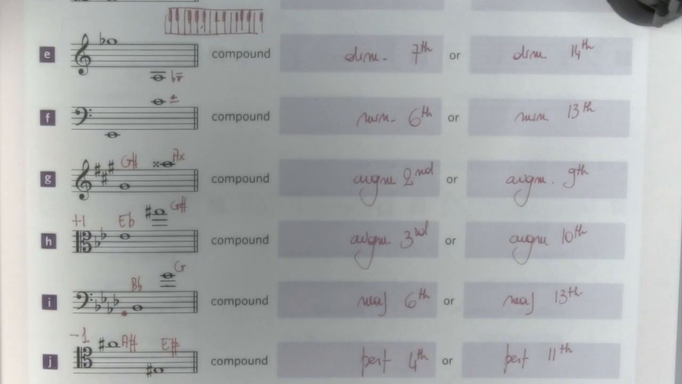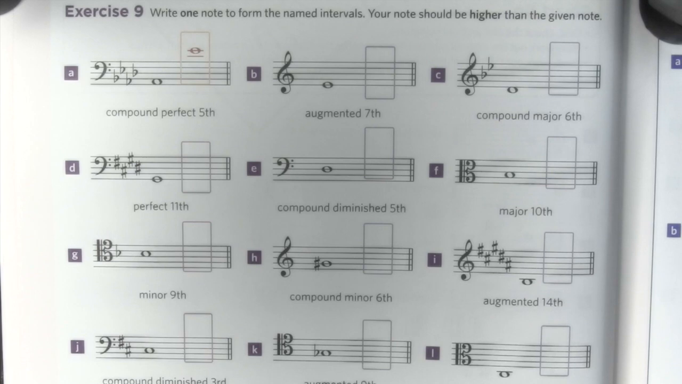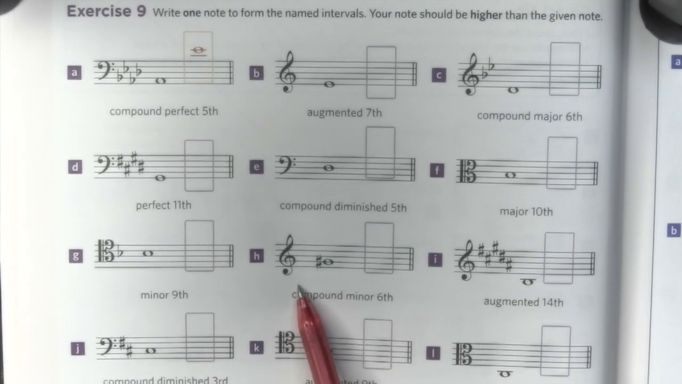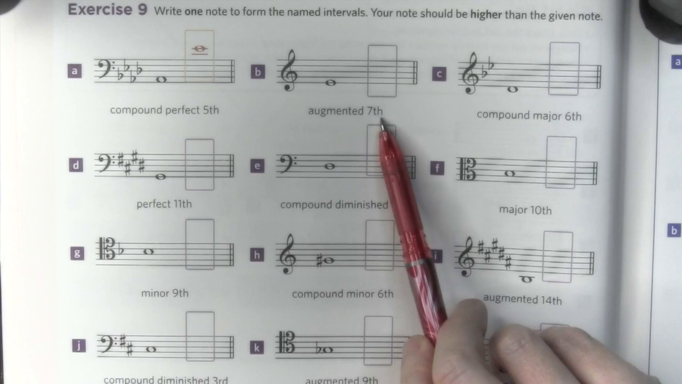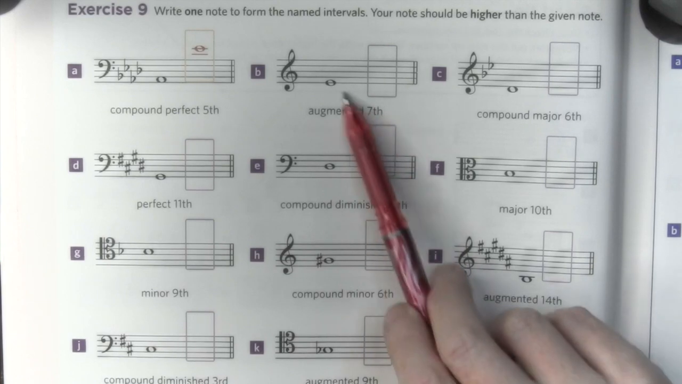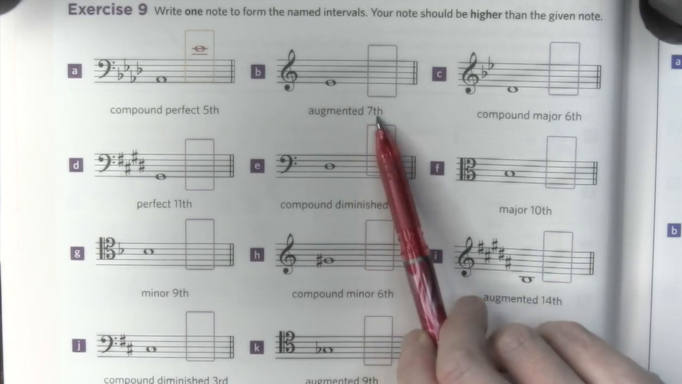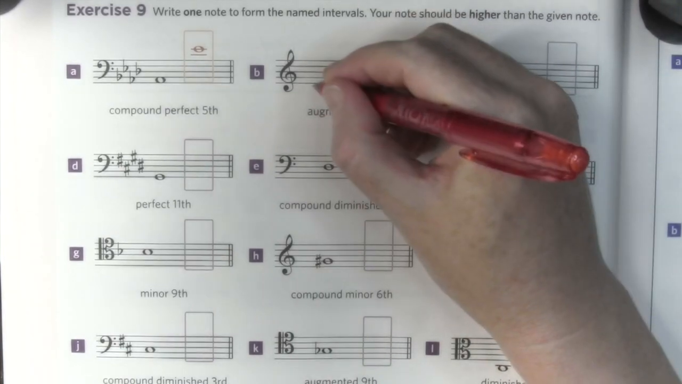And with this, we have also finished exercise number 8. Now we move on to exercise 9. Okay, in exercise 9, we need to write the written interval by adding a higher note. Augmented seventh. It's a diminished second downwards. So we need to write a D.